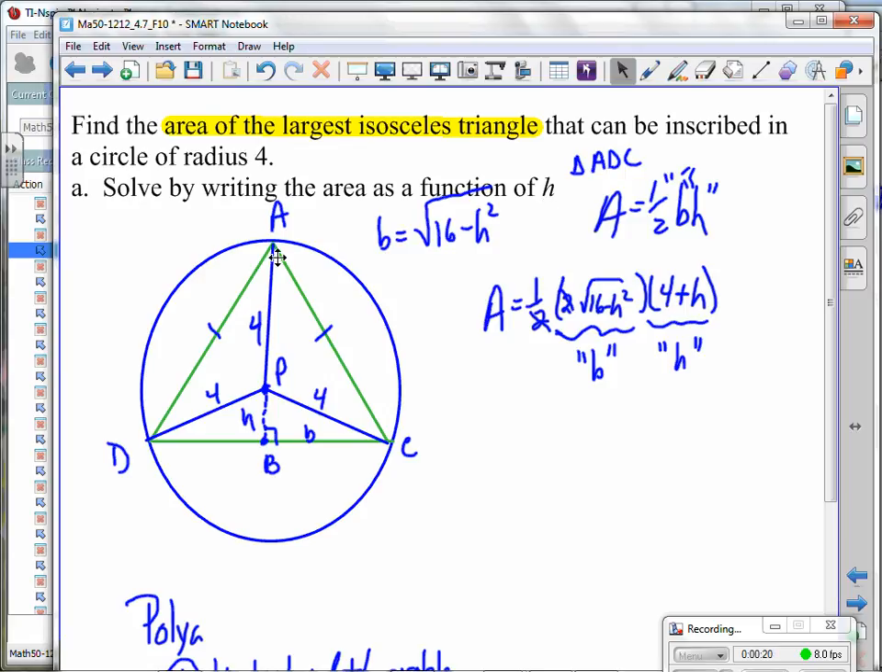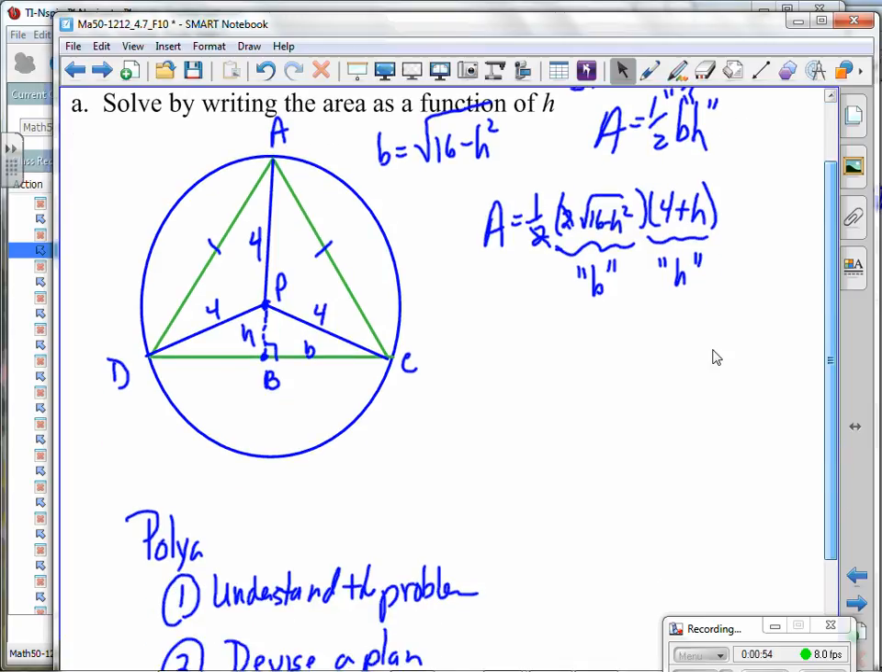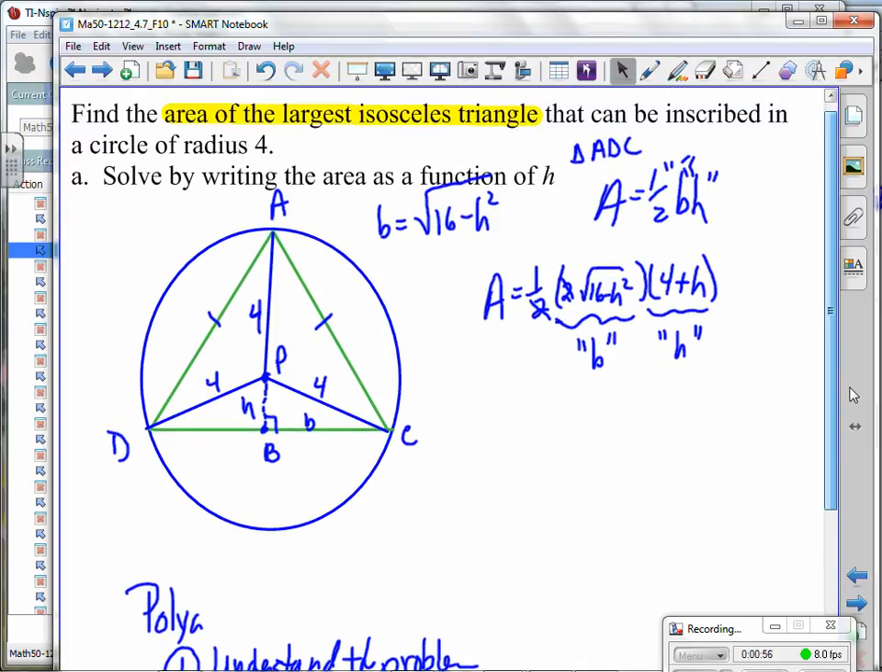Going back and looking at this, we've got triangle ADC, and h is this little piece down here. So we had to identify the altitude of the triangle ADC as 4 plus h. And we had B down here, so of course we'd have twice that for the base of the larger triangle ADC, and we identified that as the square root of 16 minus h squared. Once we have that in place, we want to maximize the area.